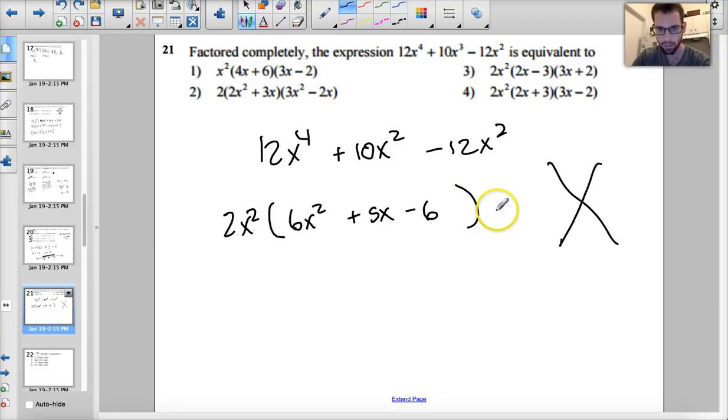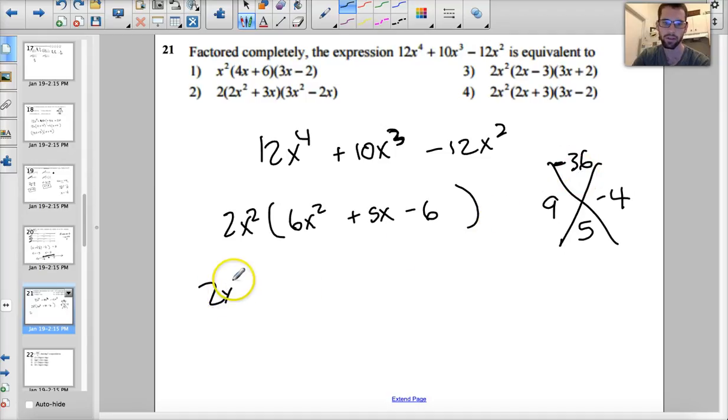No GCF anymore. If I distribute to check, that gives me 12x to the fourth plus 10x to the third. Oh, yeah, this is the third power. Okay, good. 12x to the third minus 12x squared. We're good. Okay. So anyways, these two multiply together. I'm going to do the AC method. That gives me a negative 36. This is going to be a 5. So that'll be a positive 9 and a negative 4. Add to 5, multiply to negative 36.